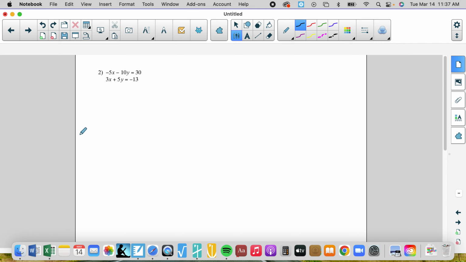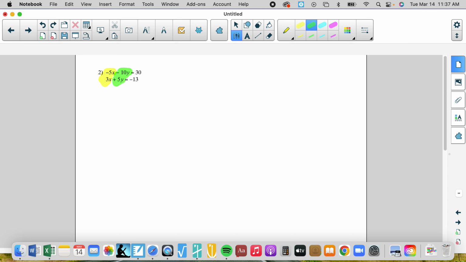So our first thing is we want to see, do they cancel? Do my x's cancel out? Nope. They're not opposites of each other. Do my y's cancel out? Nope. They're not opposites of each other. So I can't just use the addition. I'm going to have to manipulate. I'm going to have to write an equivalent equation to one of these. I'm going to have to manipulate it by multiplying it.